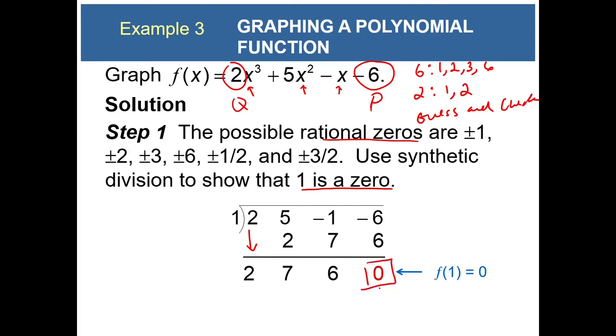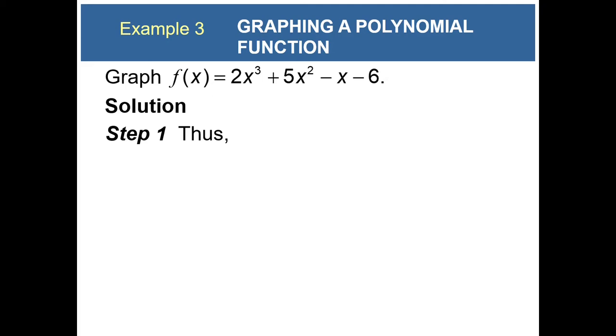We were expecting that the remainder is 0 because when we did f of 1 on a calculator, it's supposed to give us 0. So this is our remainder, and it will allow us now to factor 2x cubed plus 5x squared minus x minus 6. This implies that 2x squared plus 7x plus 6 must be a factor of our function f of x. And thus, we have f of x can be written as x minus 1 times the quantity 2x squared plus 7x plus 6.